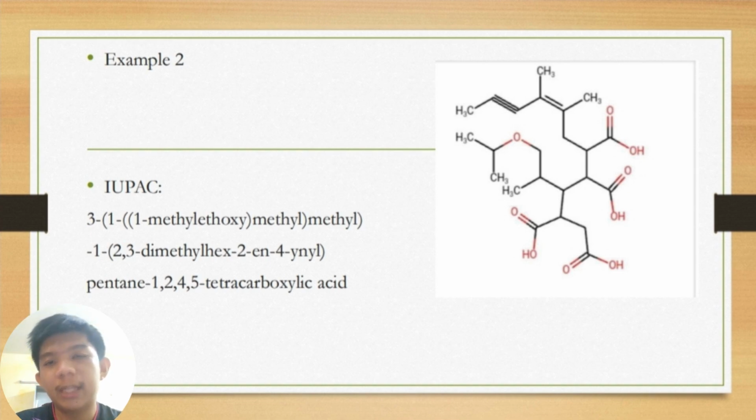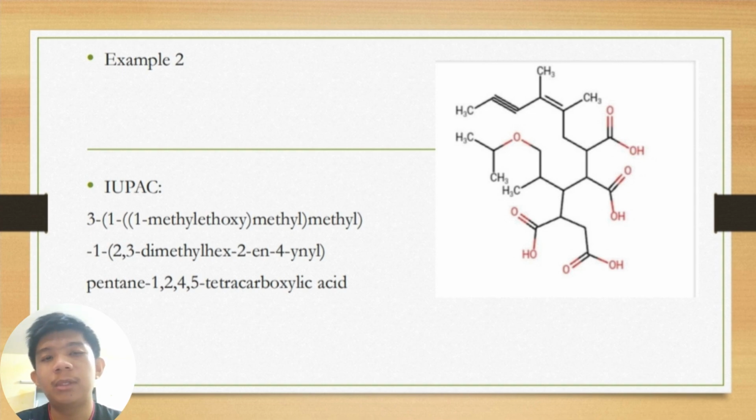And then let us look at example two. For this molecule, refer back to the diagram I have shown you before. Notice that this chain has four carboxylic groups, so it must be the parent chain. So the parent chain will be pentane. And then there are two complex substituents there. Can you see that?